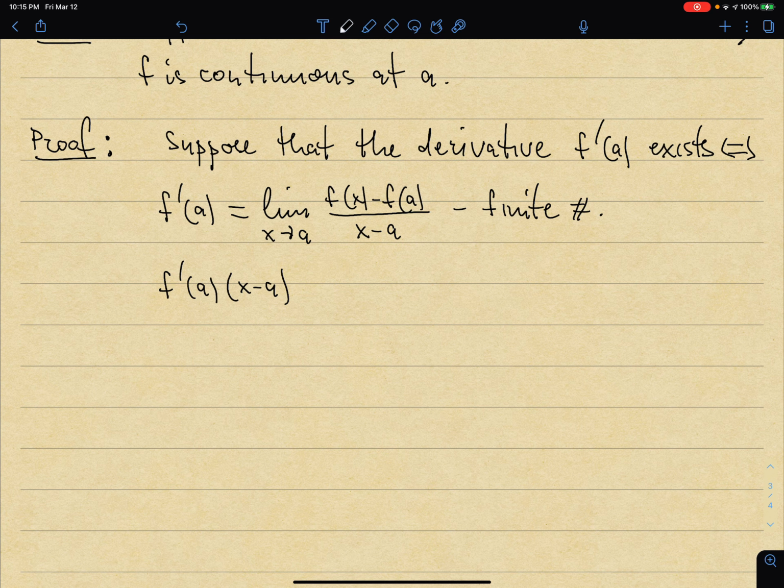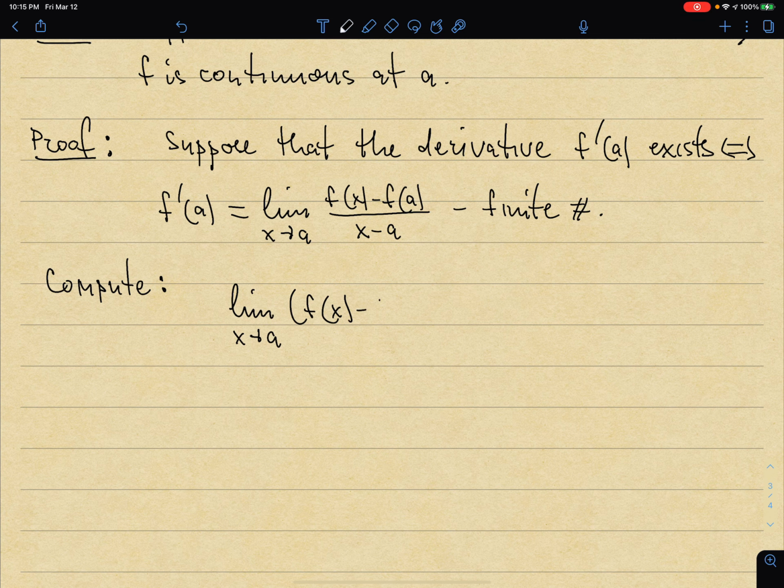And I would like to take a limit. Actually, let me do it in a different way. I'm simply going to try to take the limit as x goes to a of f of x minus f of a. If this limit is 0, then I know that the limit of f of x must be equal to f of a. So how do I know that?